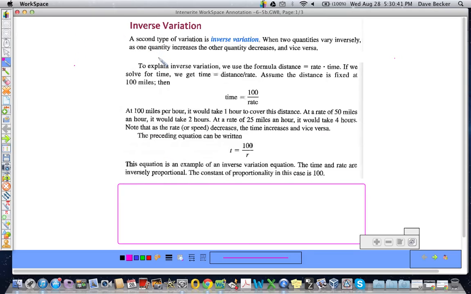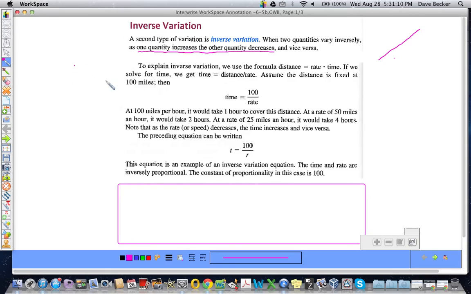Inverse variation is a second type of variation. Remember, we just discussed direct variation. And the biggie here is that as one quantity increases, the other quantity decreases, and the other way around. With direct variation, everything increased together. Well, with inverse variation, as one increases, the other decreases, or as one decreases, the other increases.